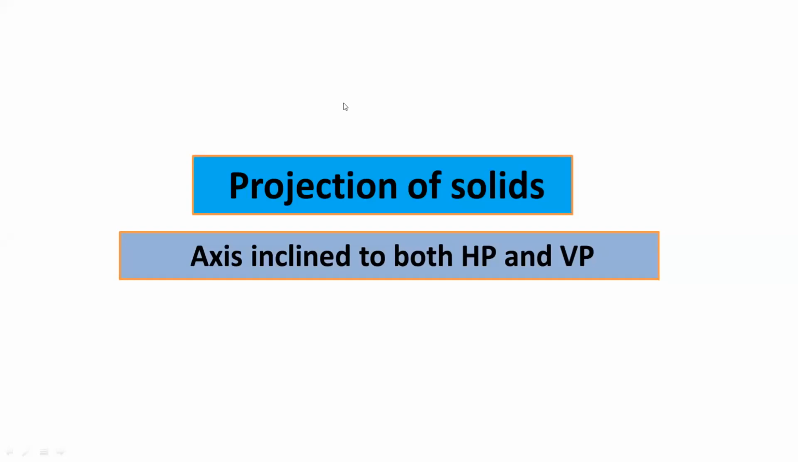So when the axis is inclined to one plane and parallel to the other plane, then the problem is a two-stage projection. In the first stage, we will assume the given solid is completely resting on the HP. The axis is perpendicular to the HP and parallel to the VP. And in the second stage, we will make that solid incline with the HP and parallel to the VP. So this is a two-stage problem when the axis is inclined to only one plane and parallel to the other plane.